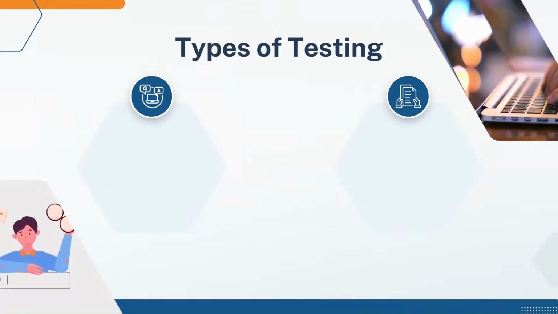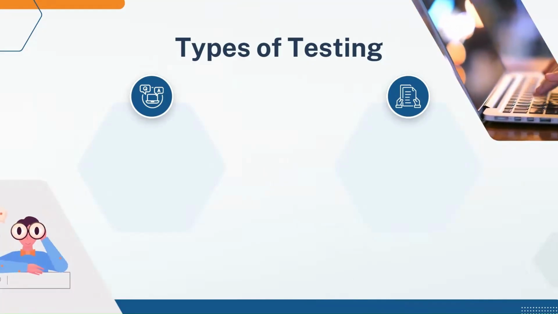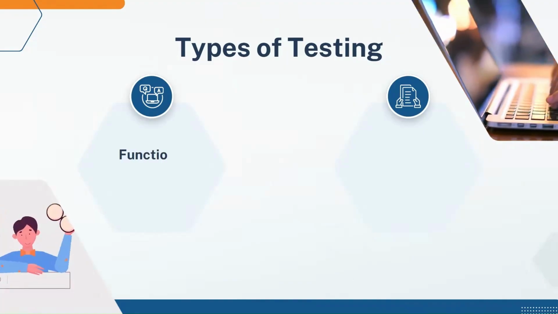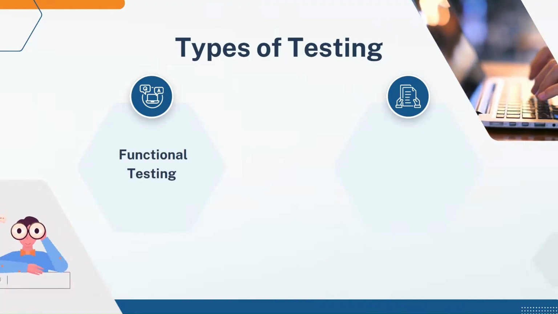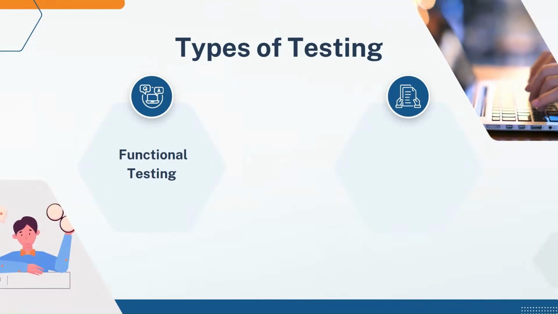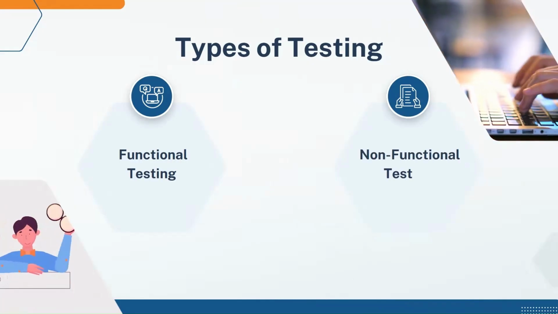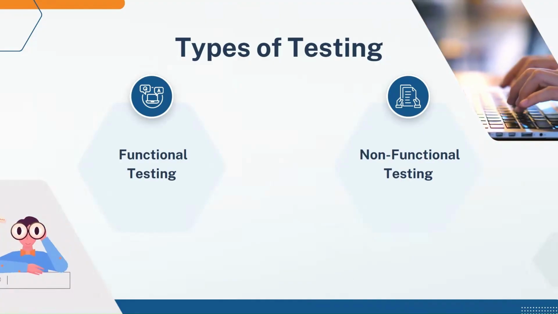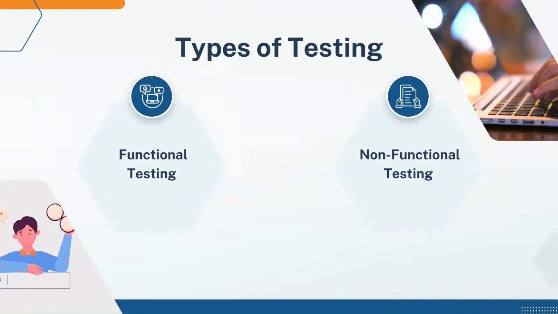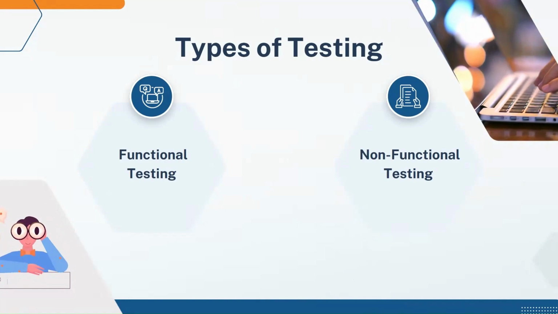We have two major categories of testing. The first one is functional testing, and we will see what functional testing is in a while. The second type is non-functional testing. Let's see in detail what these types are about. Let's get started with functional testing at first.